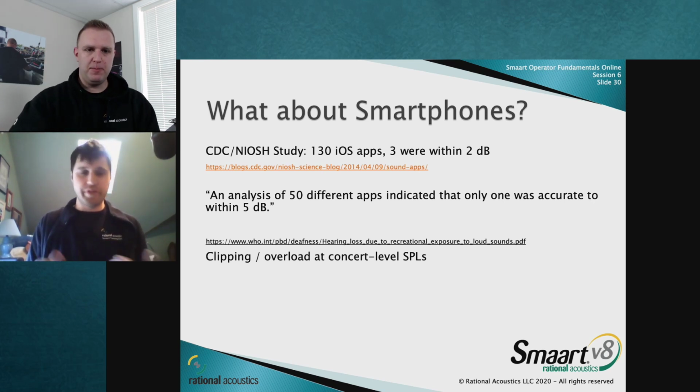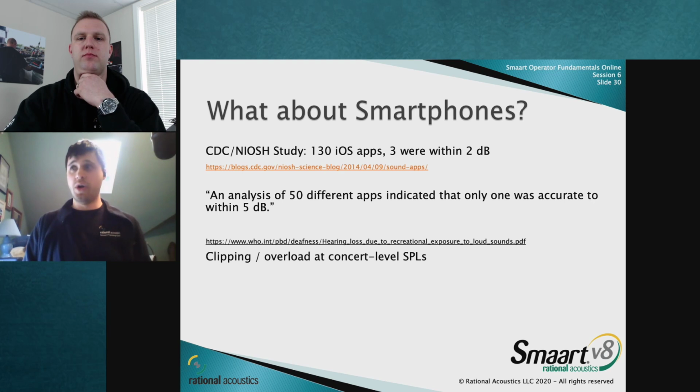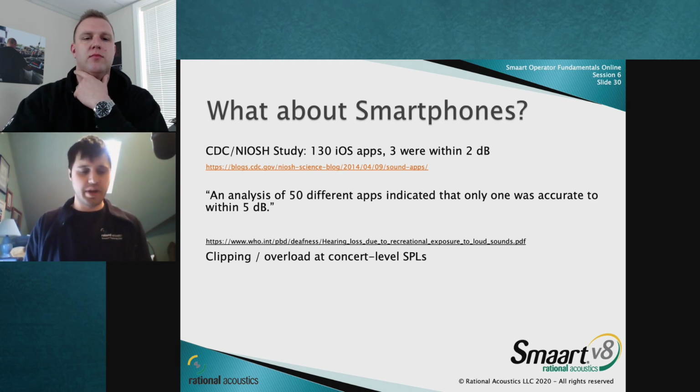There's a couple hidden variables there. The first hidden variable, though, is that it also depends on the app. And so there's a couple studies here that you can see that we've cited in the slide for you to go dig into, and a lot of apps don't report the accurate level. So the NIOSH study, out of 130 iOS apps, only 3 were within that magical 2 dB window. So you have to be very careful about that.